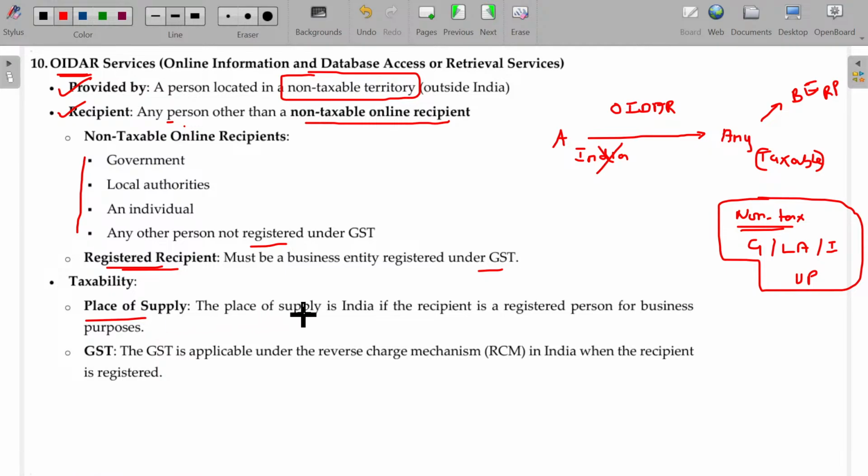Place of supply. The place of supply is in India if the recipient is a registered person for business purposes. This place of supply you will study along with the place of supply concept later on. So if the supplier is outside India, the recipient is in India, and the place of supply is in India only, then GST will be leviable. What rate? CGST and SGST put together as an integrated one, IGST. IGST will be applicable. Clear?